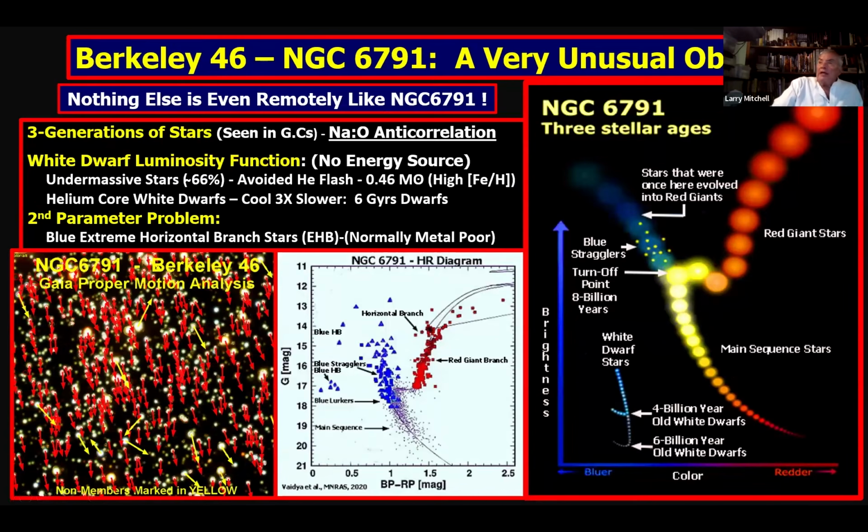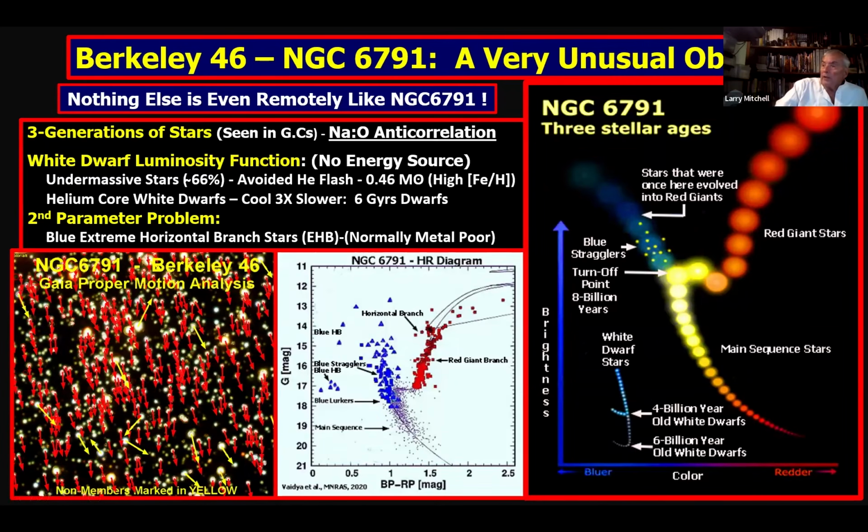It has 3 generations of stars within it. Instead of the standard single generation of stars, there are 3. And that is proven by the sodium-oxygen anti-correlation, which is very strong within this object. And these white dwarf stars are cooling over a period of time. There's no internal flames or anything inside these white dwarf stars. They're just cooling down. It takes billions and billions of years for that to happen.